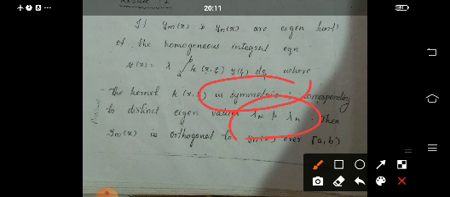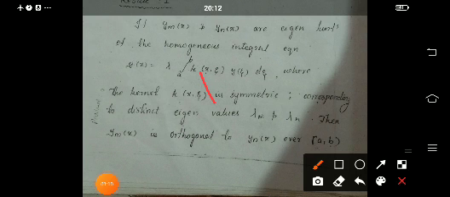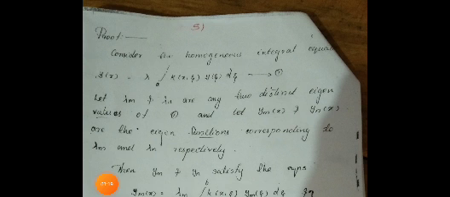Then ym of x is orthogonal to yn of x over a, b. We are discussing the proof of the theorem.